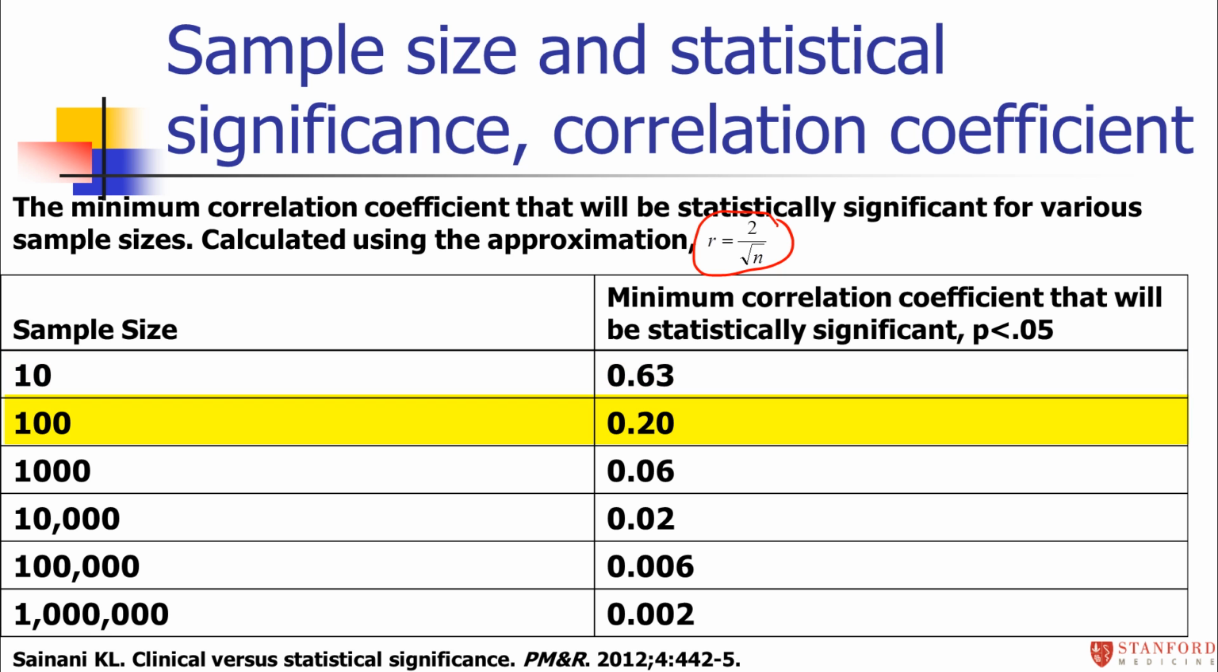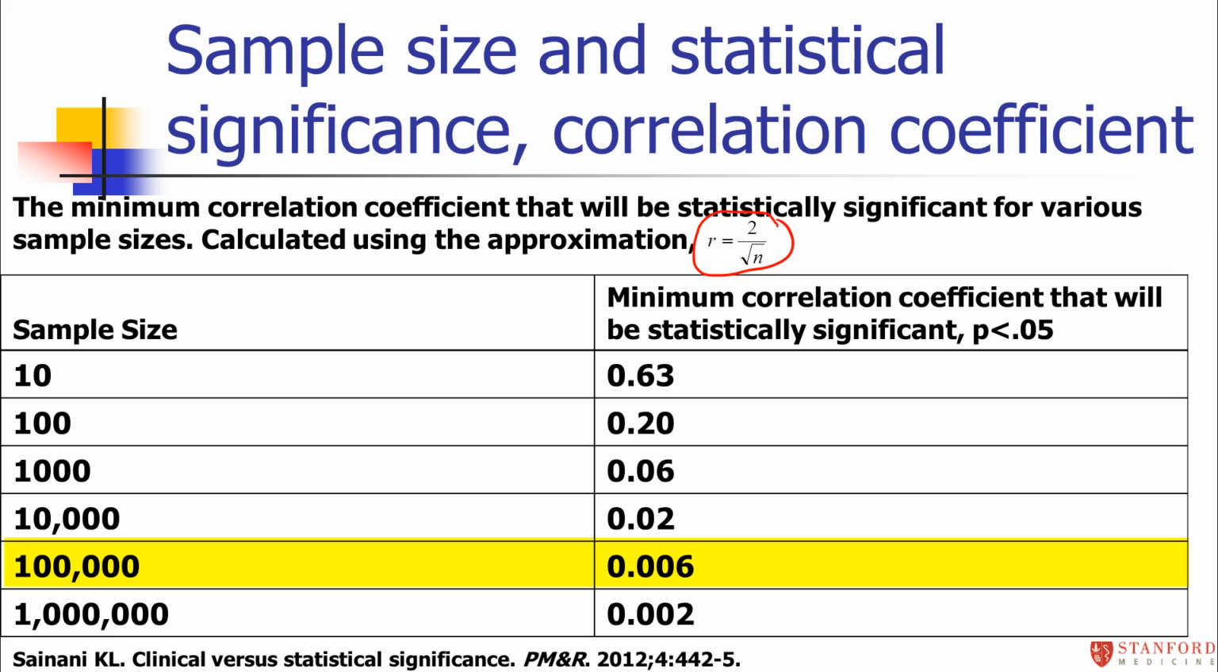If you have a sample size of 100, though, any correlation above 0.20 is going to be statistically significant. If you have a sample size of 1,000, a correlation above 0.06, which is a really small correlation, will come out statistically significant. If you have a sample size of 100,000, any correlation that is bigger than 0.006 will be statistically significant. That is a tiny, tiny correlation.